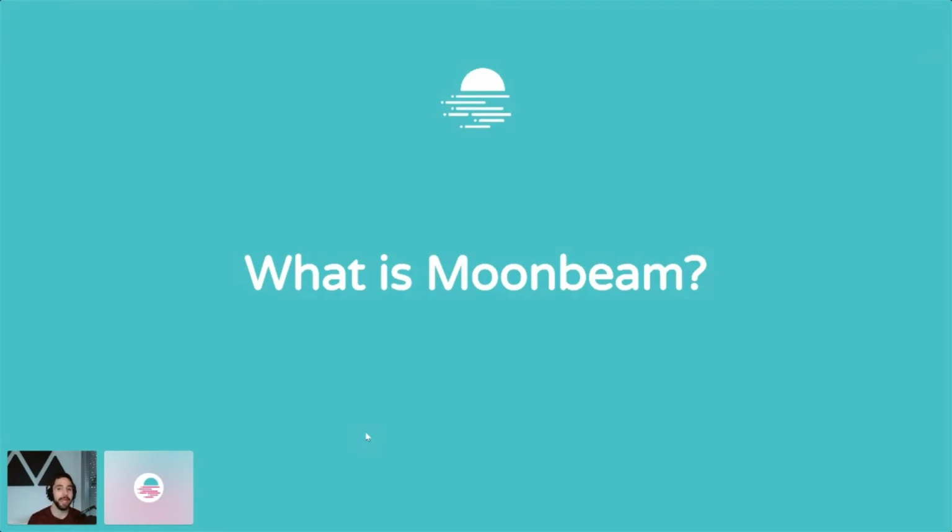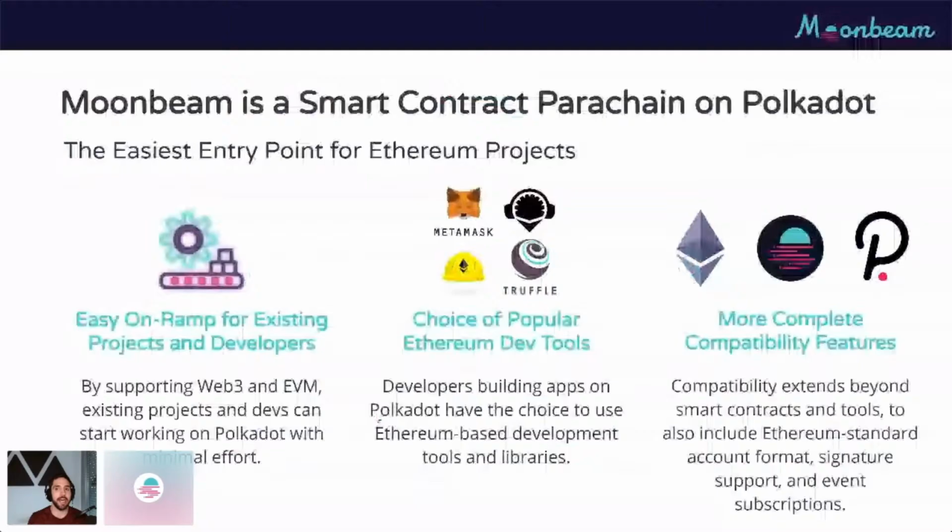So what is Moonbeam? Moonbeam is a smart contract parachain on Polkadot. If you're not familiar with the Polkadot ecosystem, Polkadot is what's called a relay chain, and there are blockchains that attach to that relay chain. Polkadot does not offer smart contract capabilities, so it leaves this feature to the blockchains that connect to it. And one of these parachains will be Moonbeam.